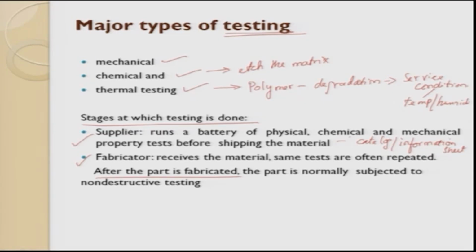After the part is fabricated, the part is normally subject to non-destructive testing only. Why? Because destructive testing can be done on a test coupon. Destructive testing with the live product is a costly episode, because simulating live conditions on a live product is very difficult to do. And once you simulate with multiple loads acting on a product kept on top of your developed product, simultaneously running the simulation and recording the data is a challenge. So that is why we always go for non-destructive testing.